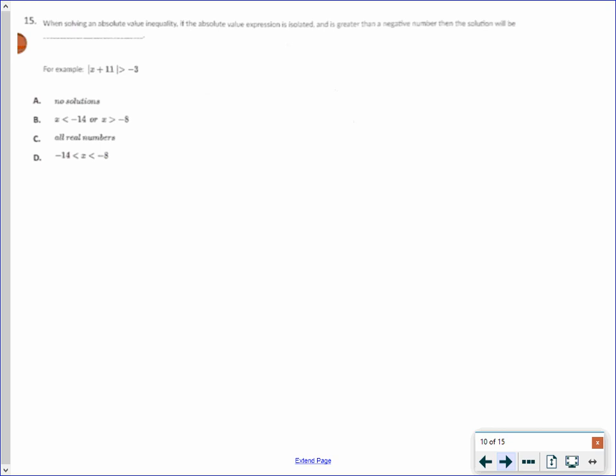For 15, when solving an absolute value inequality, if the absolute value expression is isolated and it is greater than a negative number, then the solution will be blank. For example, the absolute value of x plus 11 is greater than negative 3. When will an isolated absolute value expression be greater than a negative number? In this case, it will be all real numbers. It will always be greater than a negative number, since every positive number is greater than every negative number. So this will be all real numbers.